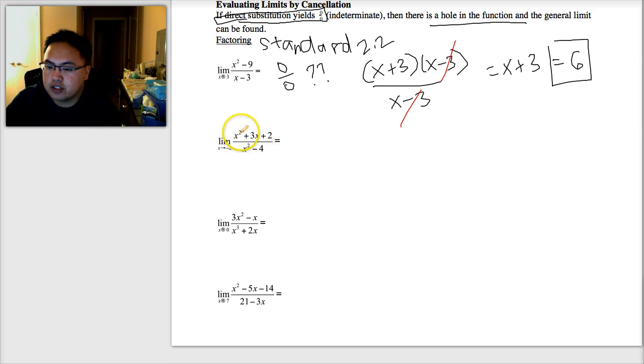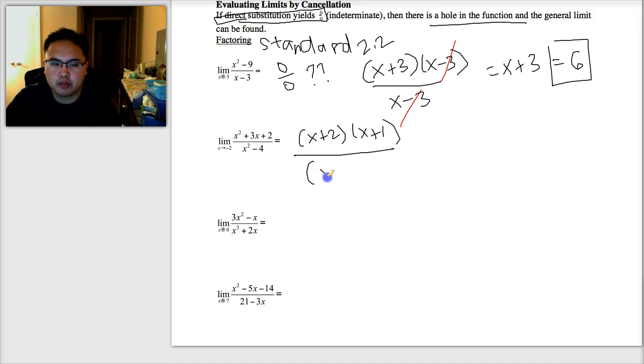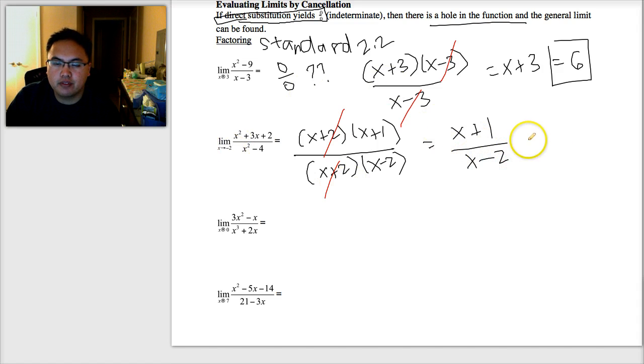If I plug in -2, just to take away the surprise or the spoiler alert, I get 0 over 0. So that tells me I've got to factor. This top part, I can factor it x plus 2, x plus 1. On the bottom, it's another difference of squares, so x plus 2, x minus 2. What do you notice? Yeah, I have an x plus 2 on the top and the bottom. So this whole problem can just be rewritten as x plus 1 over x minus 2. And if I plug in -2 now, I get -1 over -4, or 1/4.